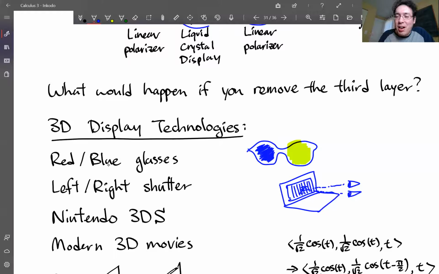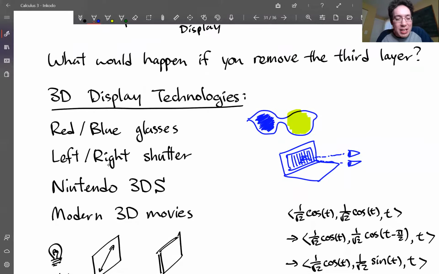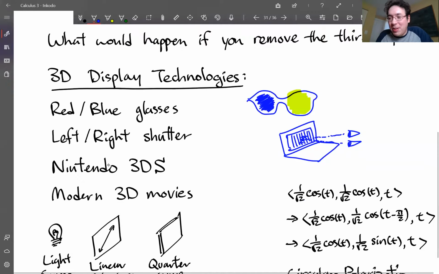So if somebody's off to the side looking at your screen, you're not going to get the same 3D effect. So that's kind of nice, but again, this gives you a headache after a little while. I think about 15 minutes I can play comfortably, and no more than 30 minutes with this 3D feature on. So that's the Nintendo 3DS. And let's talk about modern 3D movies.